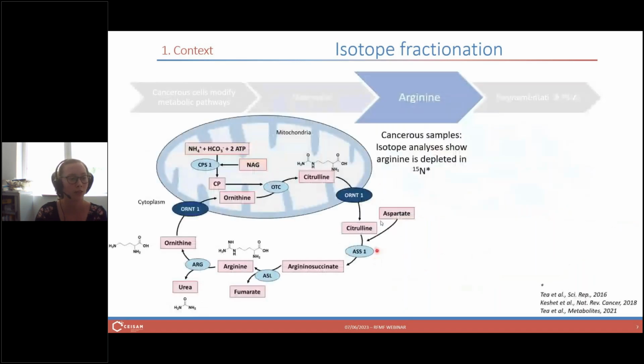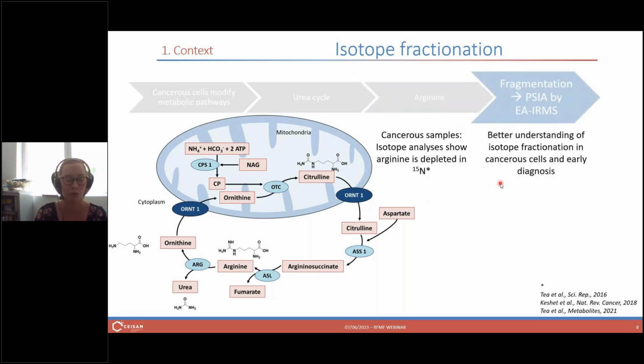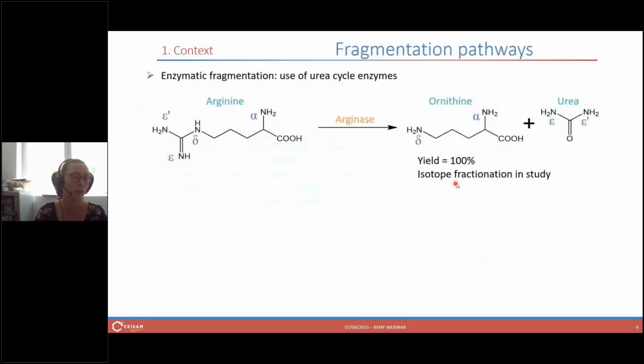But if we study the molecule of arginine, which is a metabolite produced during this cycle, isotope analysis showed that arginine was depleted in nitrogen-15 in cancerous cells compared to healthy cells. So now we would like to better understand the isotope fractionation which occurred in cancerous cells. So we want to perform position-specific isotope analysis by mass spectrometry. To do it, we need to fragment the molecule of arginine in order to isolate each nitrogen of the molecule. So how can we fragment arginine?